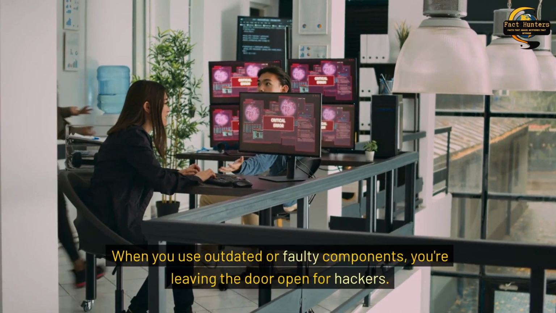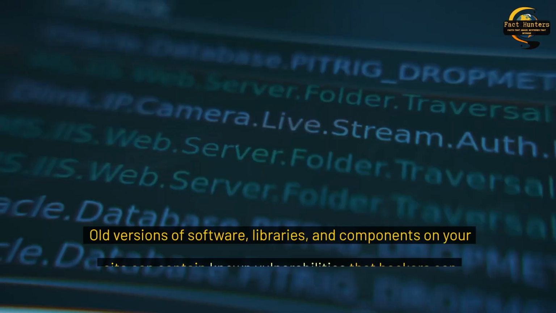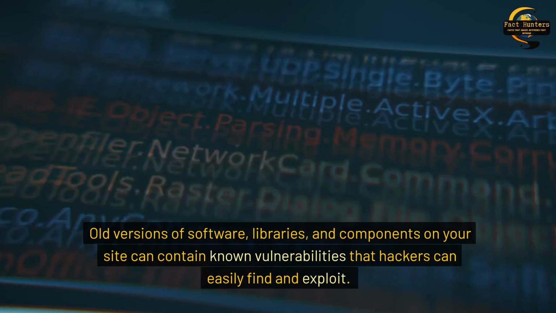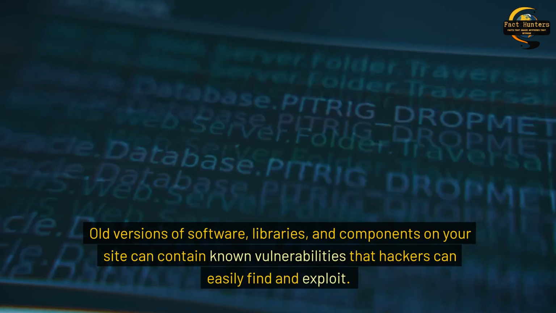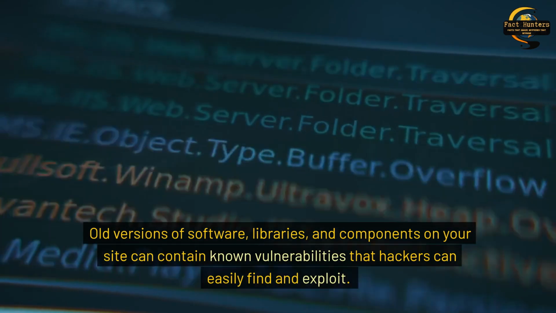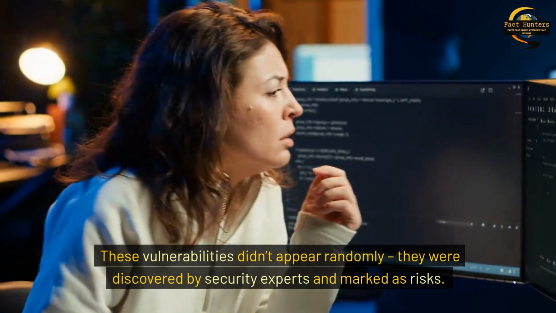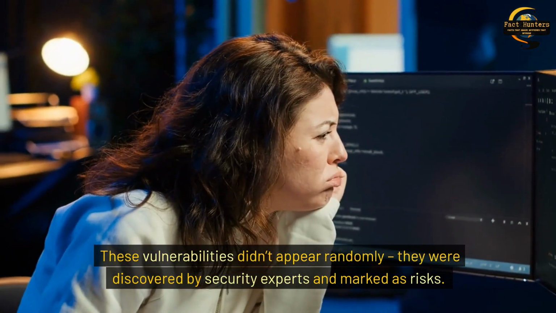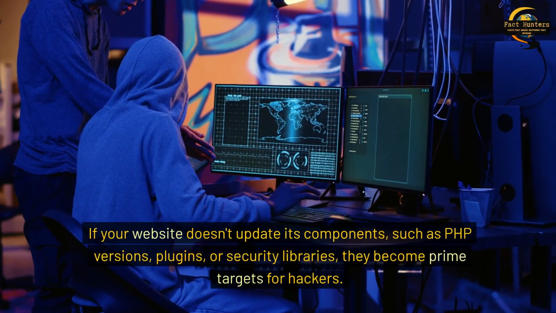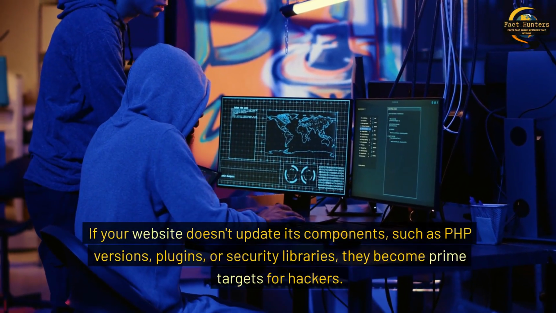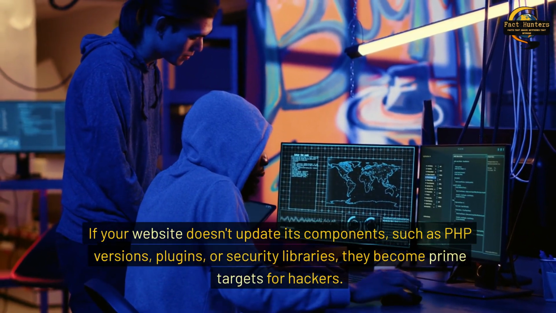When you use outdated or faulty components, you're leaving the door open for hackers. Old versions of software, libraries, and components on your site can contain known vulnerabilities that hackers can easily find and exploit. These vulnerabilities didn't appear randomly. They were discovered by security experts and marked as risk. If your website doesn't update its components, such as PHP versions, plugins, or security libraries, they become prime targets for hackers.